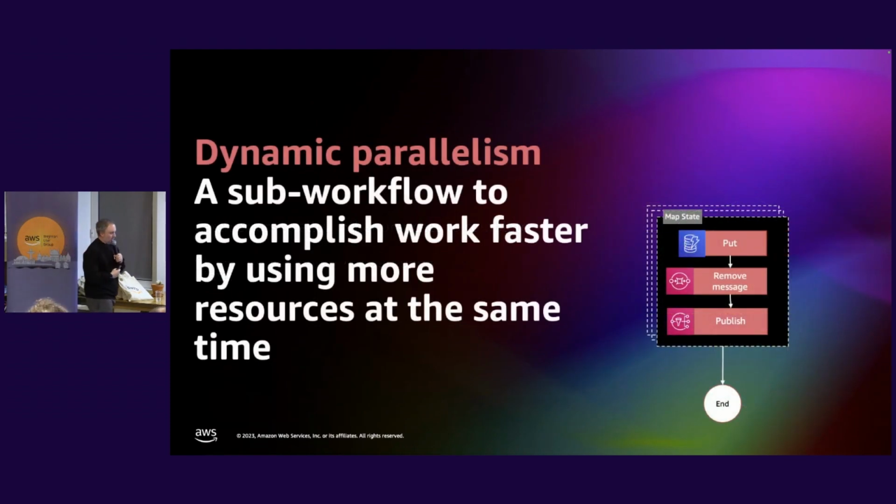Customers wanted a way to run things dynamically at the same time. So what I mean by that is to hand an array of items to my workflow, so not the same input, multiple different inputs, and allow my workflow to have a series of steps that can run concurrently. And so this is called dynamic parallelism. And this was introduced a couple of years ago in the form of something called the map state.